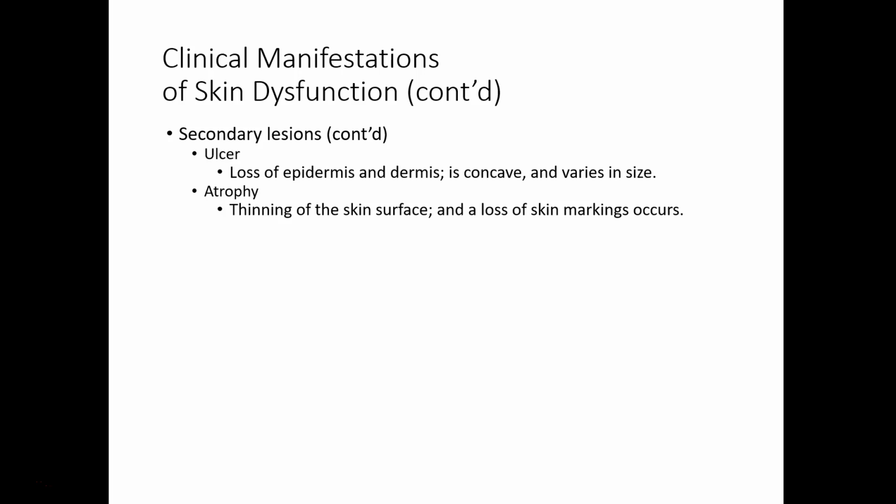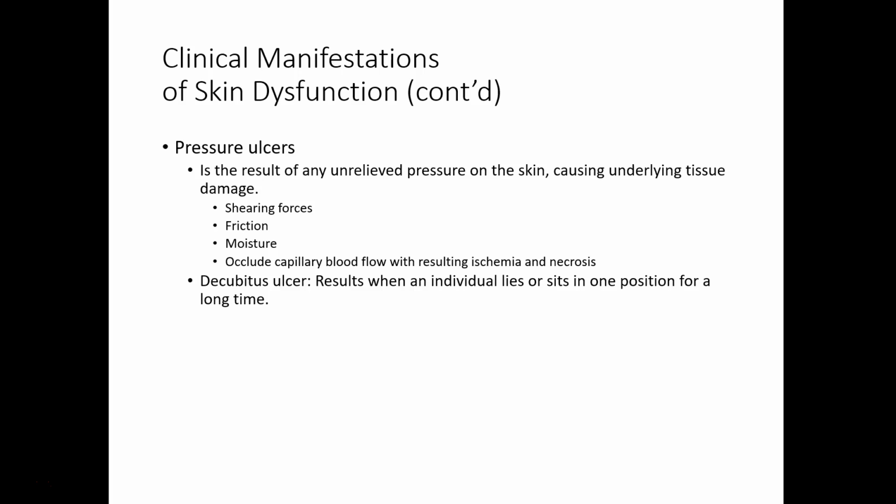Ulceration, loss of epidermis and dermis, is concave, so it digs deep down and varies in size. And then atrophy is simply that the thinning of the skin surface and a loss of skin markings occurs. Now, this is just a review, but let's talk about pressure ulcers. And it's the result of any unrelieved pressure on the skin causing underlying tissue damage, typically caused by shearing forces, friction, moisture, and anytime that the capillary blood flow is occluded, which results in ischemia and necrosis. Now we have decubitus ulcers, which results when an individual lies or sits in one position for a long period of time.